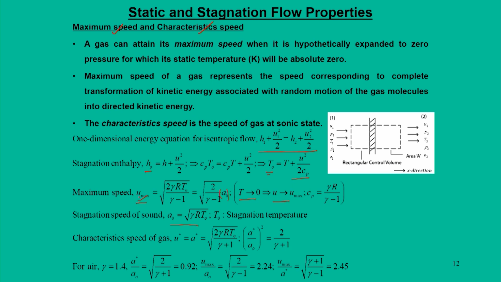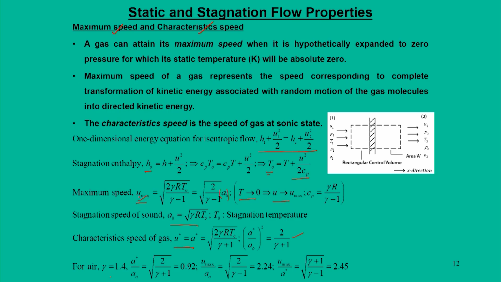Now, coming back to the characteristic speed, we already know that u star is equal to a star, and this u star is nothing but your u max. So, u star is equal to a star, and a star can be estimated to be the square root of twice gamma R T naught divided by gamma plus 1. From this expression we get the ratio of a star by a naught, squared. So, by putting in the numbers one can correlate what happens to these values.